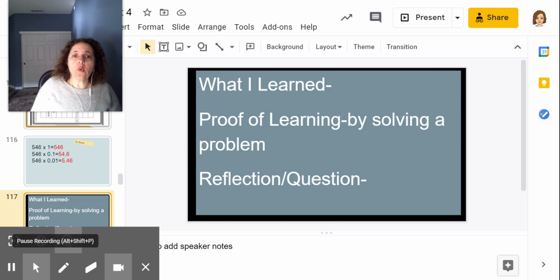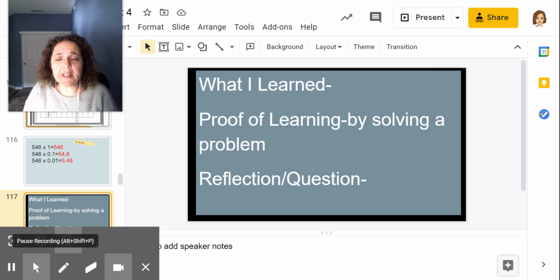All right, so write down what you learned today. Proof of learning by solving a problem. So go ahead and multiply a whole number times either a 10th or a 100th. You can even do a thousandth, right? And then a reflection or question if you have one.